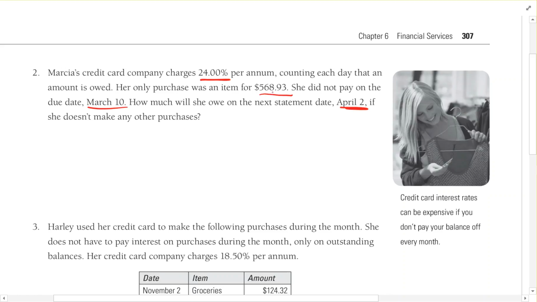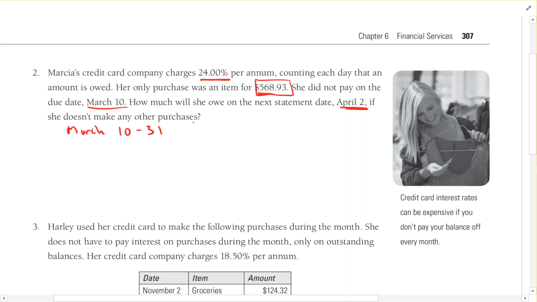So just this much was on the credit card, right? And now really what we've got to figure out is how many days she's gone over. So we need to know how many days are in March. Well, there are 31 days in March, right? So for the first part, what I do is break it down. I'd say, okay, from March 10th to 31st, how many days would that be?